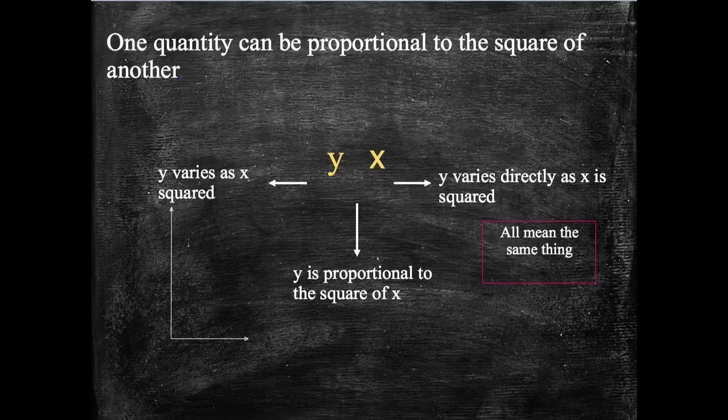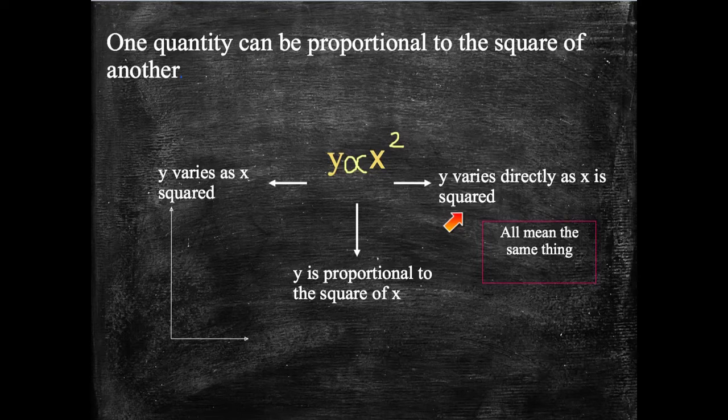What we're talking about in terms of proportionality is the idea that something can be proportional to something else. So y can be proportional to x. The way that's written is using this strange fish symbol: y is proportional to x. Equally, we can say that y is proportional to x squared. It just means the same as y varies as x squared, or y is proportional to the square of x, or y varies directly as x squared. These all mean the same thing.